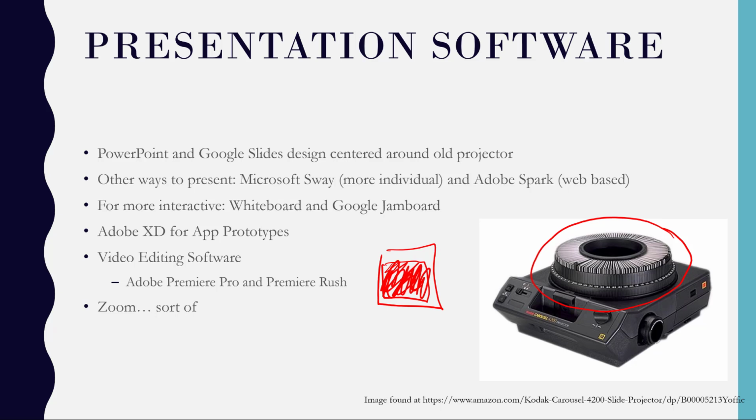Another way is Whiteboard and Google Jamboard. The interesting thing about these is they are interactive presentation software. This is for if I wanted to ask somebody to solve a problem or write their name or do a quick poll. It's a more interactive presentation. That doesn't make as much sense right now for a video that I'm making for you, but it's an option.